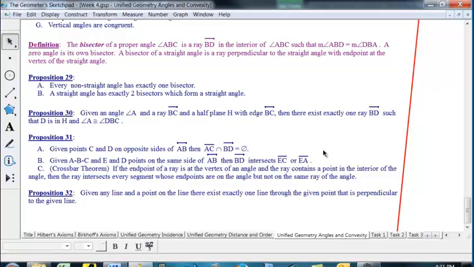And the Crossbar Theorem: if the endpoint of a ray is at the vertex of an angle and the ray contains a point in the interior of the angle, the ray intersects every segment whose endpoints are on the angle but not on the same ray of the angle. Let's look at this one a little bit.